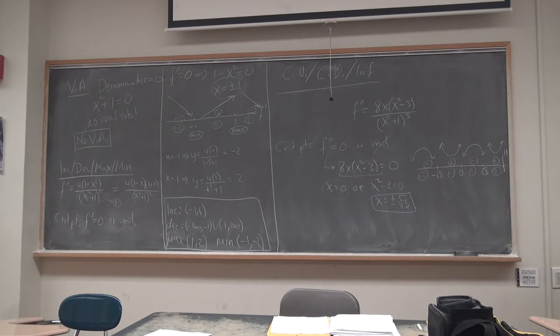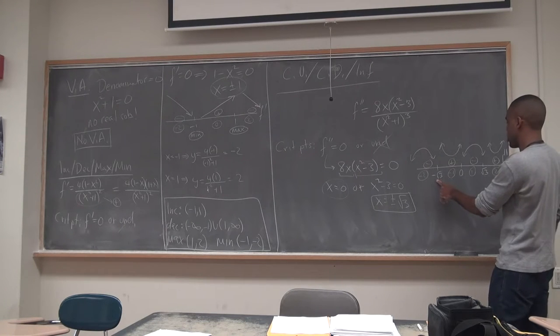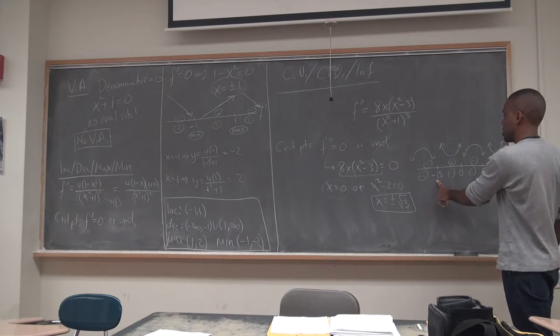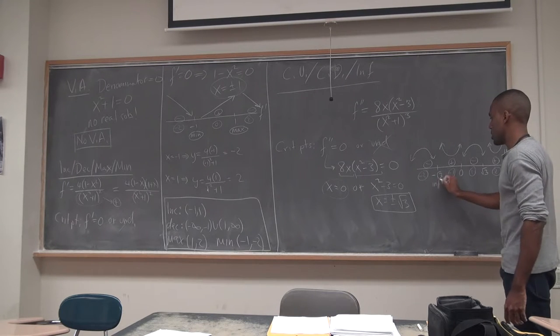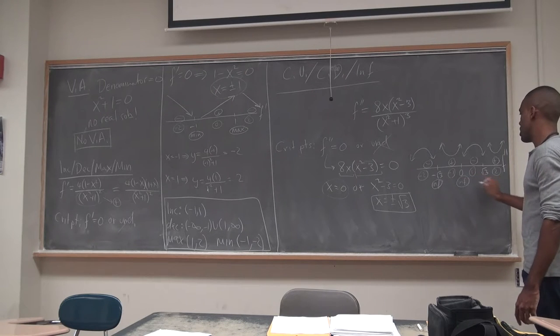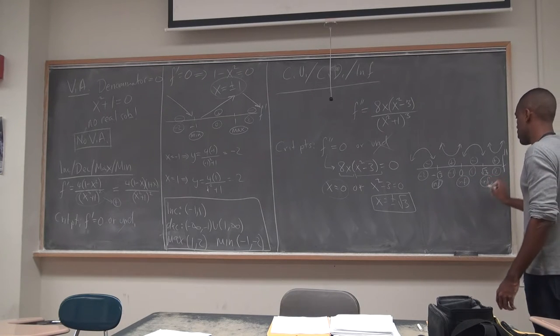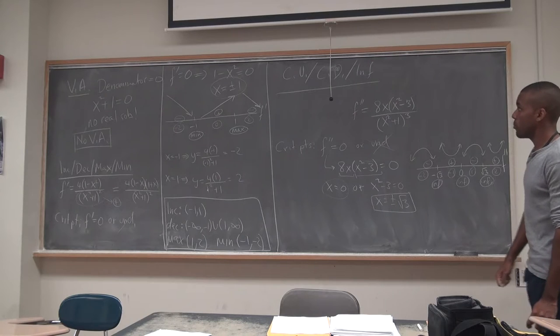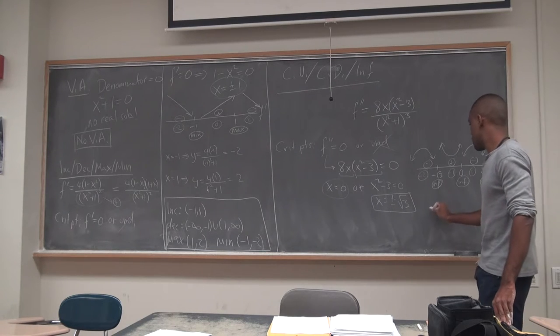What can I say now? Any conclusions about minus radical 3? It's an inflection, because it exists and my concavity changed. 0 will also be an inflection. This guy will also be an inflection. So there are 3 inflection points here. Let's find them.